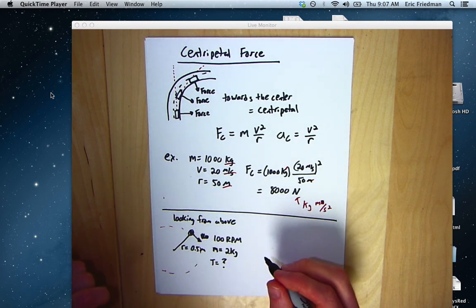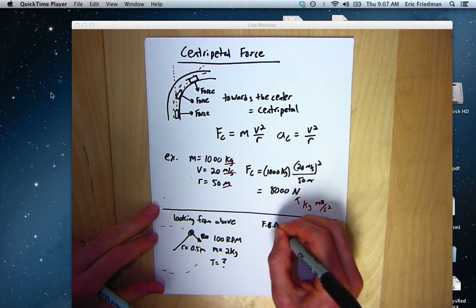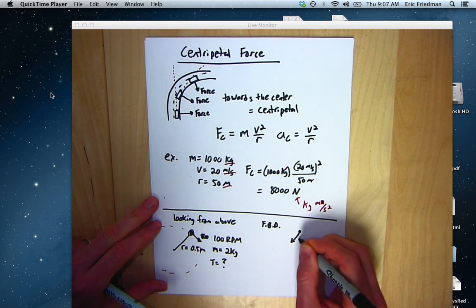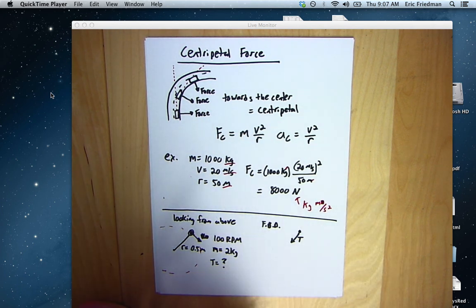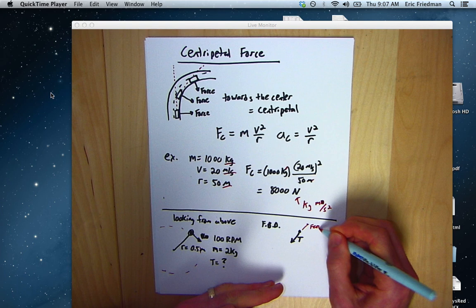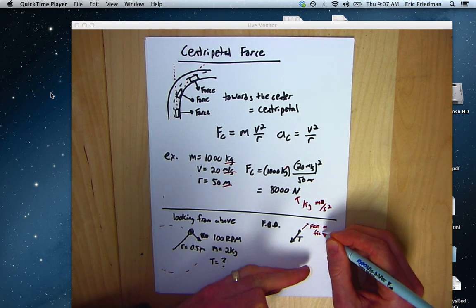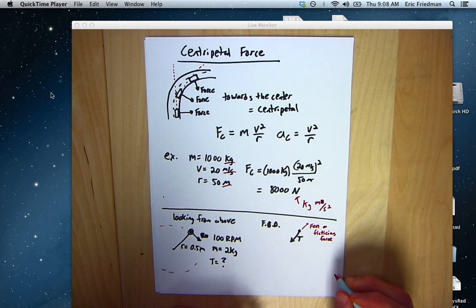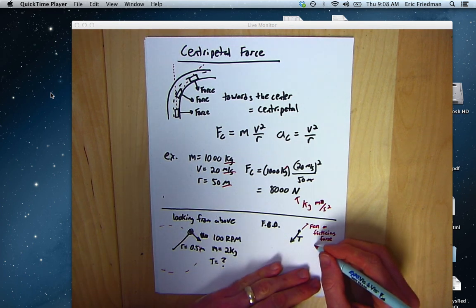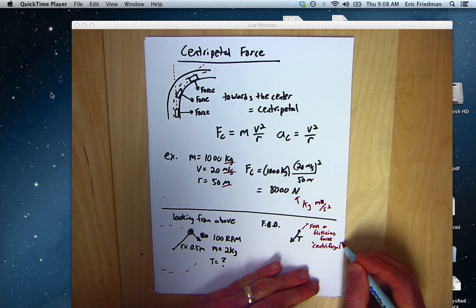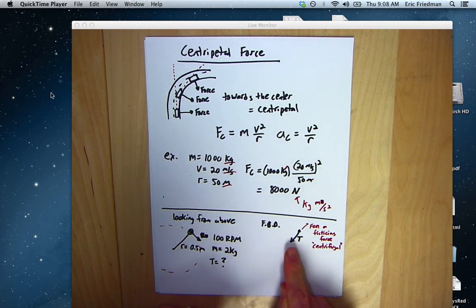So if I draw a free body diagram of the ball, it's pretty easy. There's the ball. There's only one force acting on the ball, and it's tension right there. Now keep in mind that when you're spinning something around in a circle, you feel a fictitious force pulling out, but that's not actually really a force. That's what they sometimes call centrifugal force. That's away from the center. That's not actually really a force. The only force acting on the ball is that tension right there.